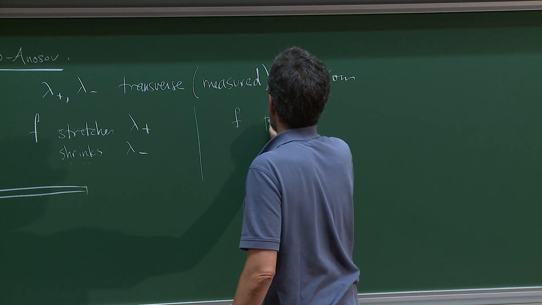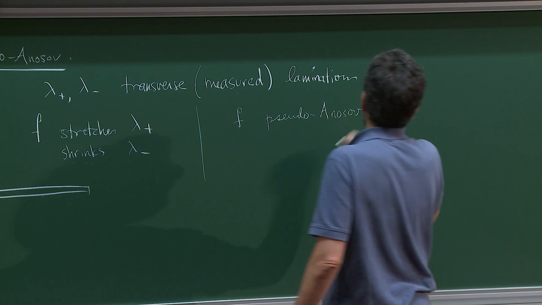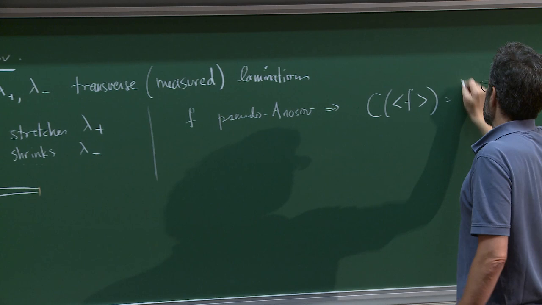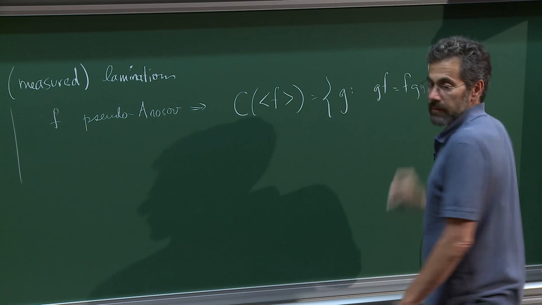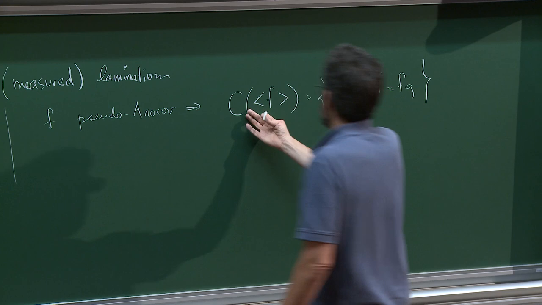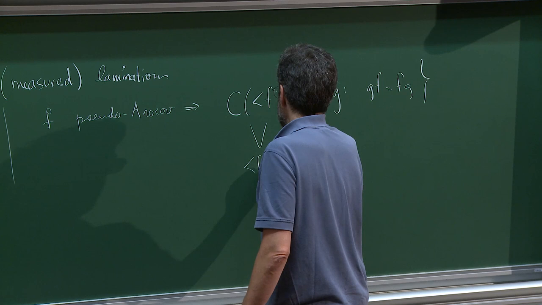But maybe you'll say one thing about these pseudo-Anosov elements. If F is pseudo-Anosov, then the centralizer of the group generated by F, so this is the set of all elements that commute with F, is a finite index extension of the group generated by F. So the group generated by F is in here with finite index.